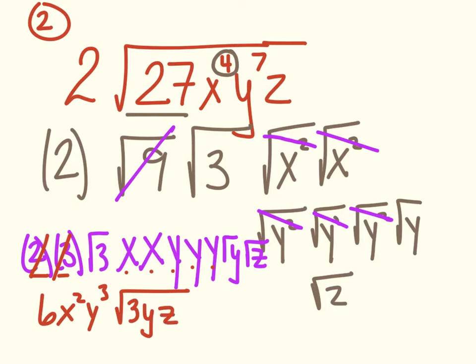That's our final answer. Now, perhaps you've seen a shortcut in your head on how to get from x to the 4th to having an x squared out here, or a y to the 7th and having y cubed and y here. If you see that shortcut and you want to go with it, you can ask us tomorrow and we'll tell you if you're right or wrong. Otherwise, we're going to write these out.